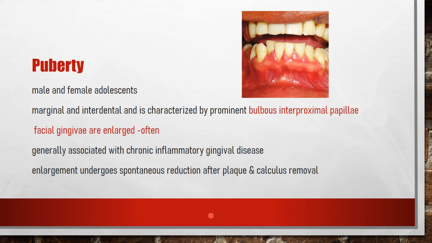The facial gingiva are often enlarged. It is generally associated with chronic inflammatory gingival disease. The enlargement undergoes spontaneous reduction after plaque and calculus removal. So this is mainly associated with puberty associated gingivitis. You can see in the diagram the bulbous interproximal papilla.